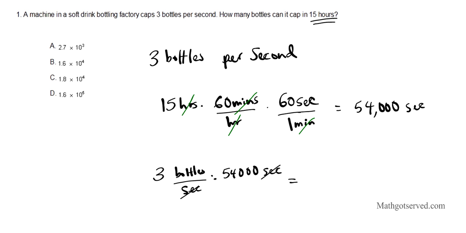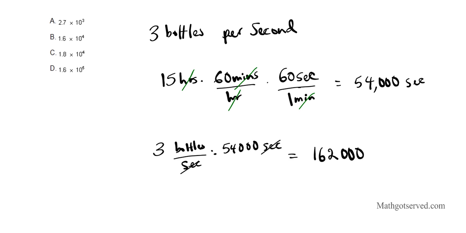Now the options are provided to us in scientific notation. So the question is, how do I express 162,000 in scientific notation? Now remember, whenever you're moving your decimal point to the front of the number, you're going to be adding to the power of 10, okay? And when you're moving your decimal point to the back, you're going to be subtracting from the power of 10, whatever the power of 10 is.